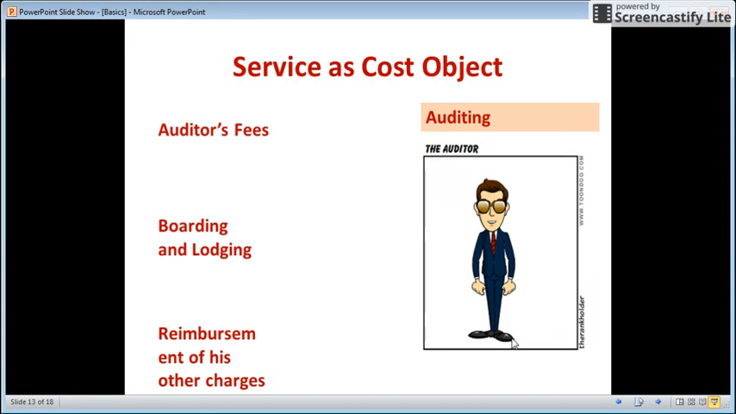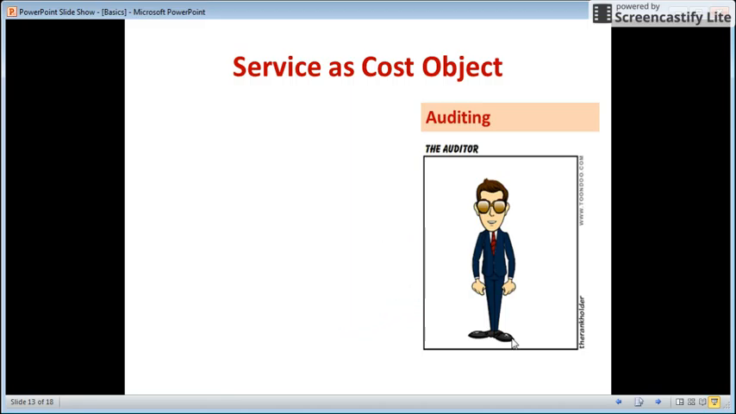Service as a cost object. If you take the example of an audit service to a company, all related costs incurred in conducting an audit, like the fees paid to the auditor, his boarding and lodging expenses, and reimbursement of his other charges, would be classified under one basket called audit service. This audit service is a cost object. The reason we call audit a service and quality inspection an activity is that quality inspection not only involves the service of the quality inspector, but other things like training company employees on quality, purchasing quality equipment for testing, etc.